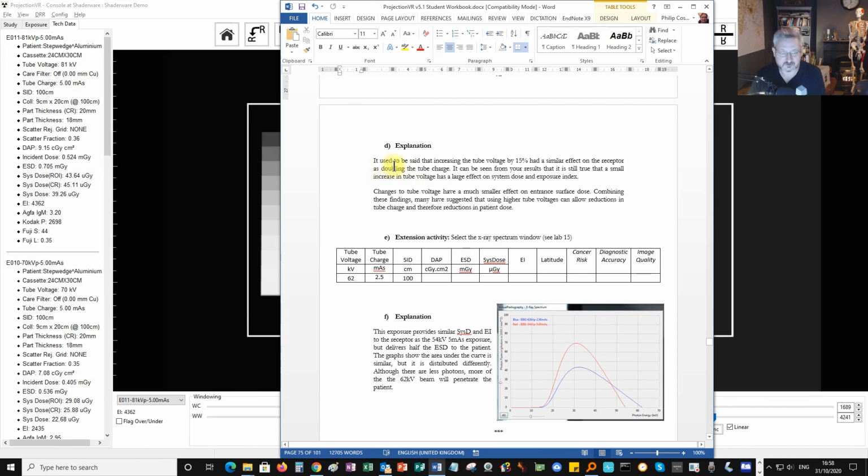Okay, so here, it used to be said that increasing the tube voltage by 15% had a similar effect on the receptor as doubling the tube charge. It can be seen from your results that this is still true, that a small increase in tube voltage has a large effect on system dose and exposure index. Changes to tube voltage have a much smaller effect on entrance surface dose. Combining these findings, many have suggested that using higher tube voltages can allow reductions in tube charge and therefore reductions in patient dose.